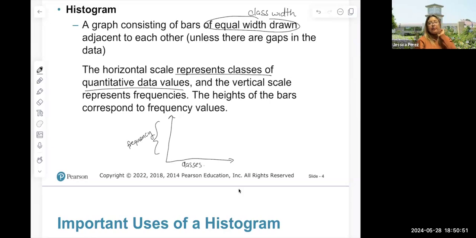Okay. And we're going to be having different bars in different heights. So the bars and the heights will correspond to the frequency values that we have. So we'll see that in a moment.